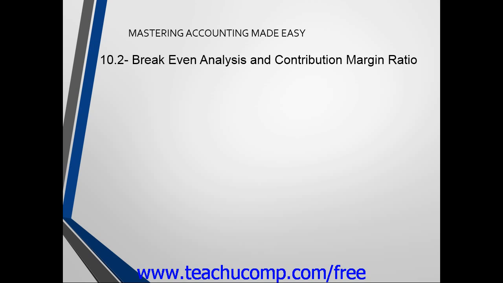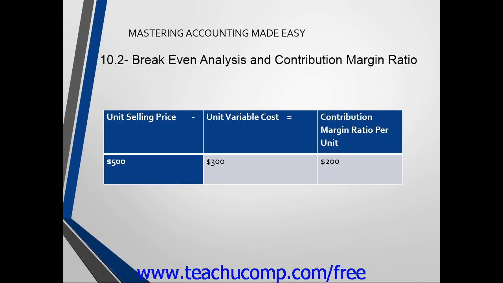Let's take a look at an example. Company XYZ Inc. sells softball bats for $500. They have variable costs per bat at $300. In order to find the contribution margin ratio per unit, we take the unit selling price and subtract unit variable costs. We end up with $200 for our contribution margin ratio per unit.